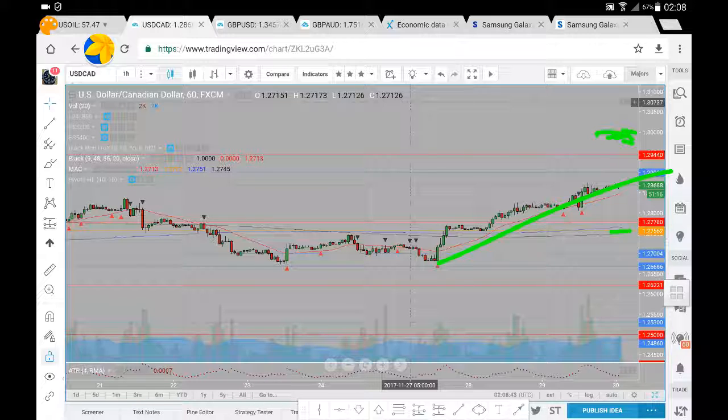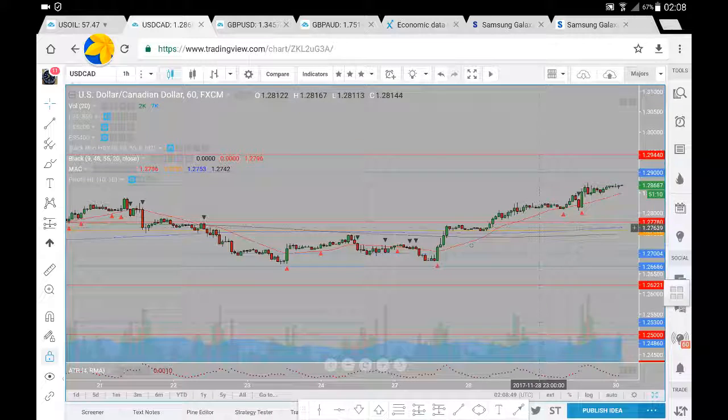Overall, as you can see, the trend is to the upside, as you can see by the 20 period moving average here, which is at a very strong angle. As you can see there, a very strong angle heading to the upside. So we are looking for a test of the key levels above. So that should wrap up the US dollar.